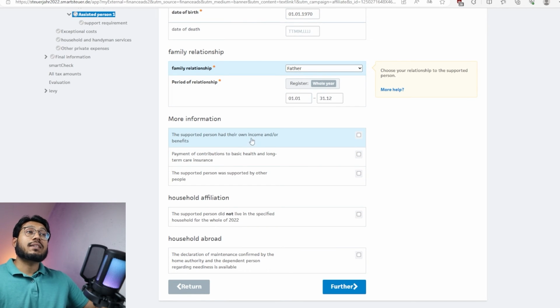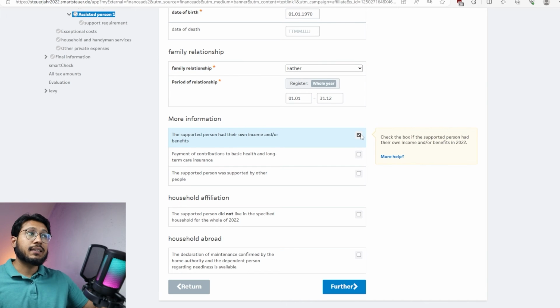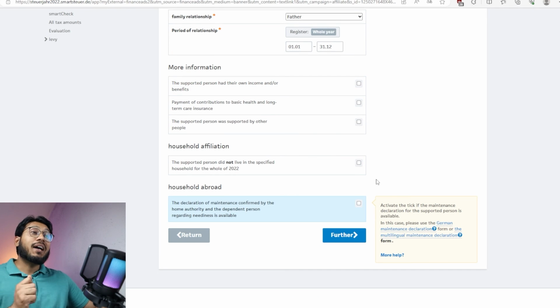Was the supported person having their own income? Yes, then provide it here. If not, then no. Was the payment contribution for basic health and long-term care insurance? Was the supported person supported by any other person? Yes or no. And then the affiliation of household, the supported person did not live in a specified household for the whole year. So you can provide that information. As discussed in my other video, the declaration of maintenance is also essential. So click that and proceed further.